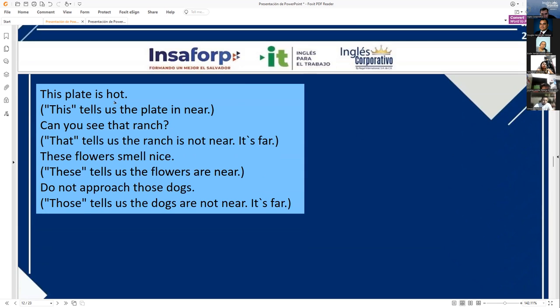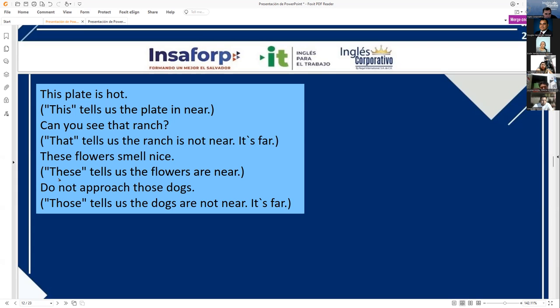Examples: this plate is hot. This tells that the plate is near. Can you see that ranch? That tells that the ranch is not near. It's far. Far is the opposite of near. Near is here or close. If I can touch it, this. If I cannot touch it, that, okay?